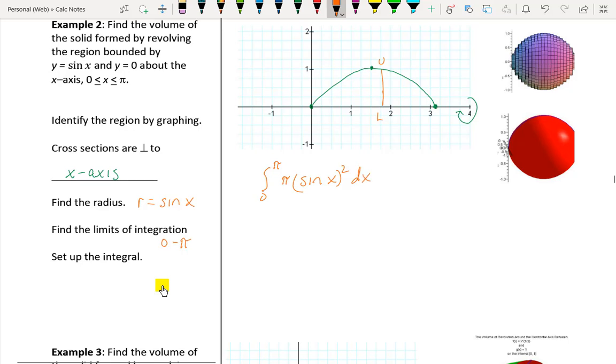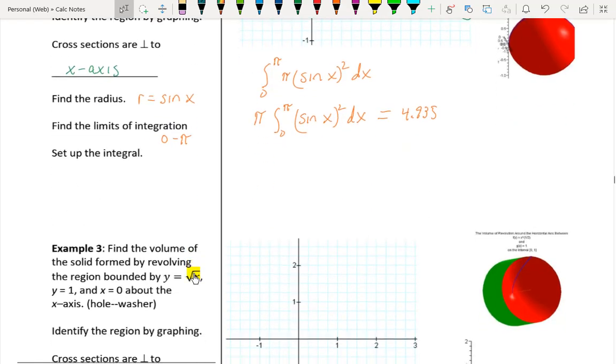All right, and let's see here. We're going to pop this one in the calculator, I think, too. So if you go back and do that, again, I would just get in the habit of typing in the pi first, 0 to pi of sine of x squared dx. And if you do that, you will end up with 4.935. Okay? So you should definitely practice those with your calculator and see how those turn out.